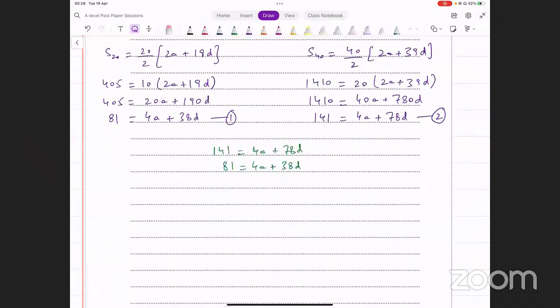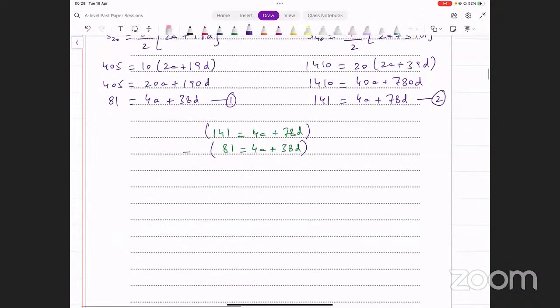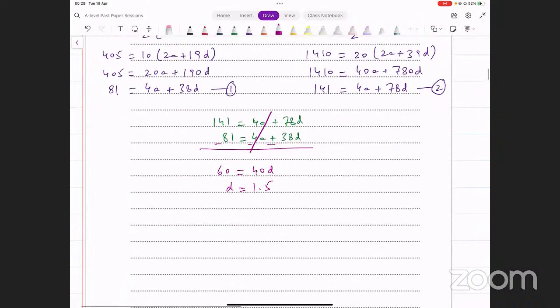Now what I can do is I can subtract the lower equation from the upper equation. नीचे वाली equation को subtract कर दिया, उसके साइन चेंज कर दें आप. ठीक है. क्या होएगा? 4a and 4a get cancelled and you're left with 141 - 81. That's 60. 60 = 78 - 38, that is 40 times d. d = 1.5. देखें एक स्टेप में आपका हो गया. Substitution might make you make some careless errors here. उसमें ज़्यादा थोड़ी सी complication आ जाएगी.